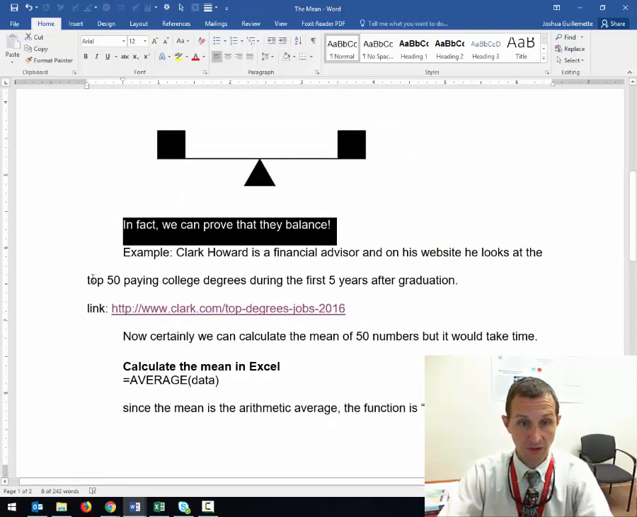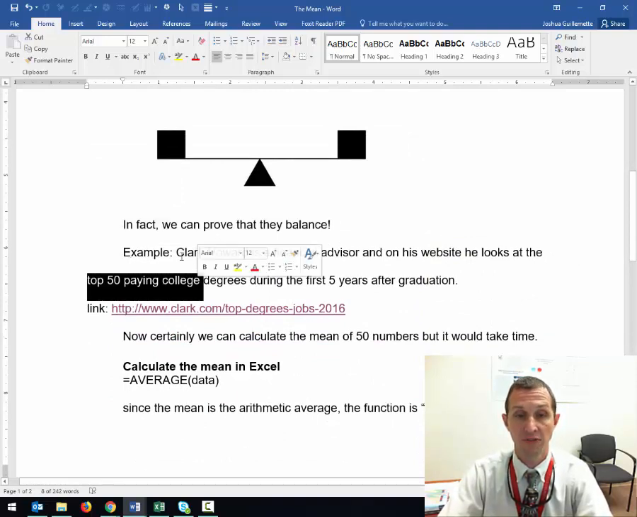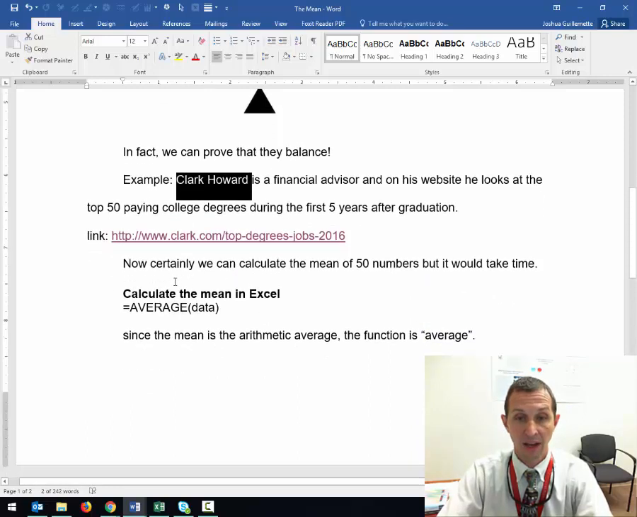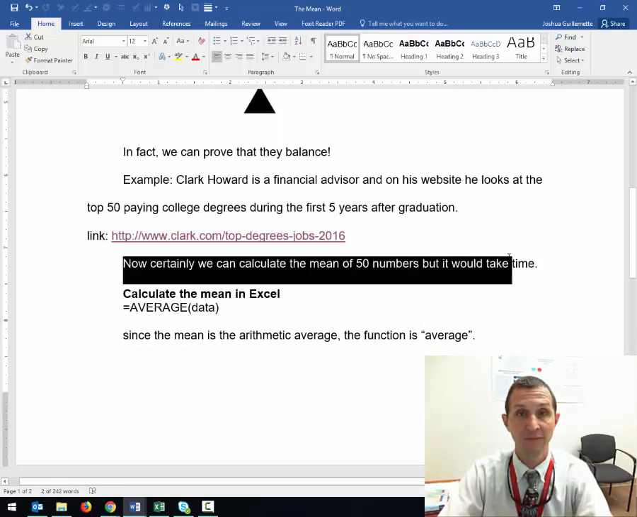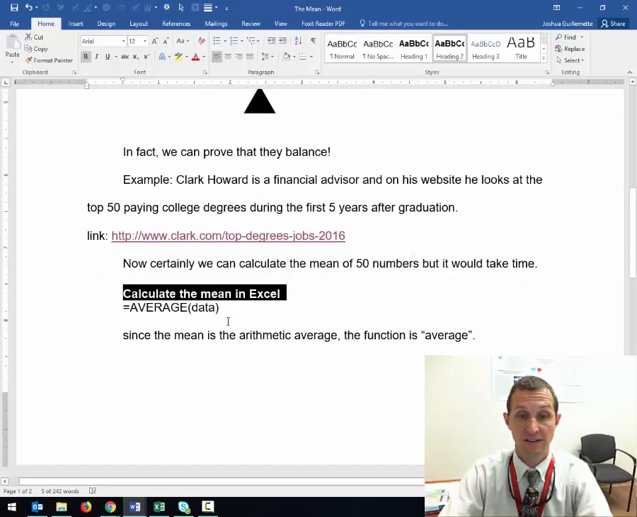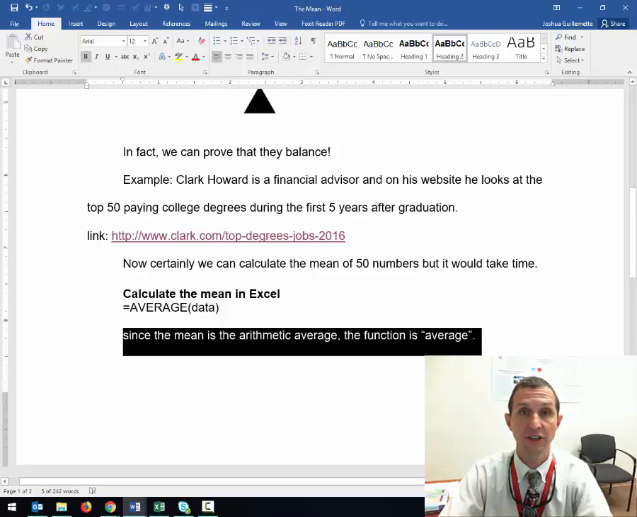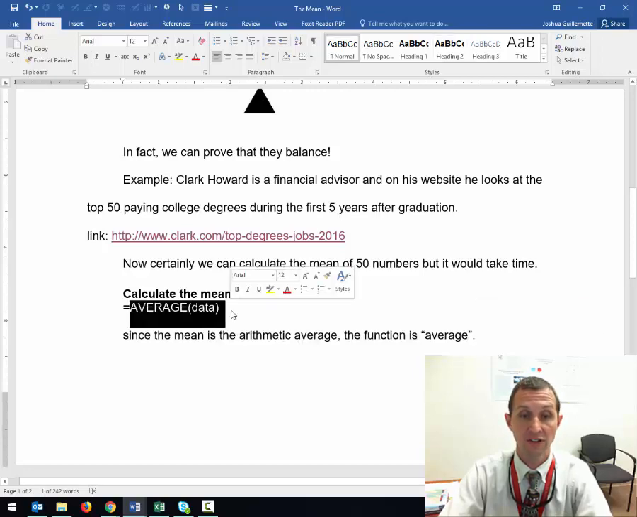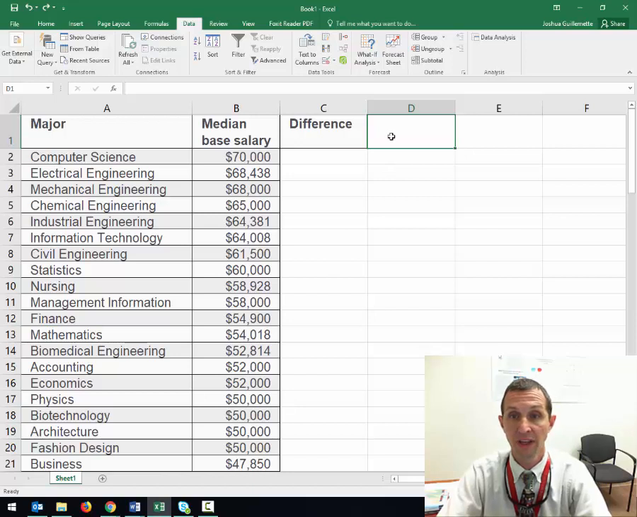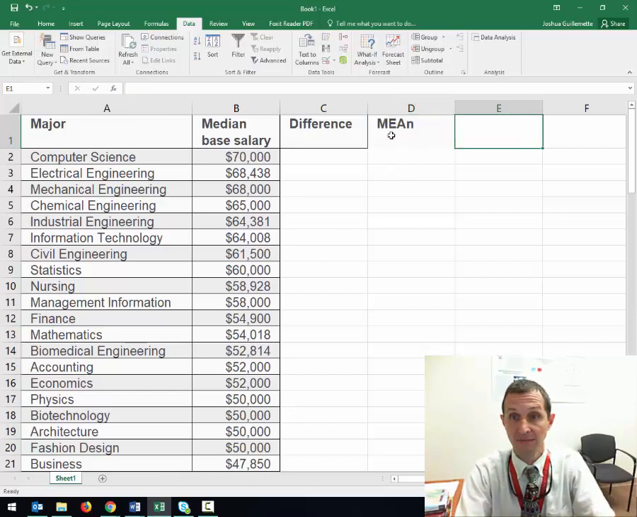So I'm going to use the top 50 paying jobs from Clark Howard's website. And certainly we can do that by hand, but it would take time. So I'm going to calculate it using Excel. Okay? And so since the mean is the arithmetic average, the function is average. So that's what I'm going to use right here. So we switch over, and so the mean then, that looks a little funny.